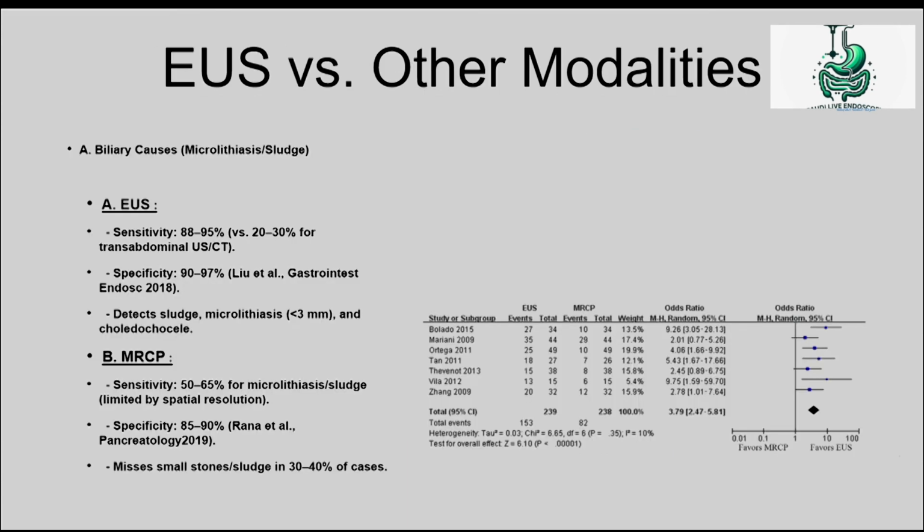So let us see the EUS and other modalities like MRCP. If you're going to look at biliary causes of recurrent pancreatitis, like microlithiasis, the sensitivity of EUS is reaching 95% compared to MRCP, which is only 65% to detect microlithiasis. So if a patient had pancreatitis, the sensitivity to detect microlithiasis, I'm not talking about CBD stone, is up to 65% with MRCP. So EUS, if you suspect microlithiasis, the patient has to go for that.